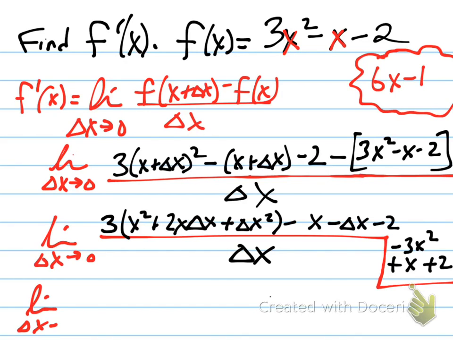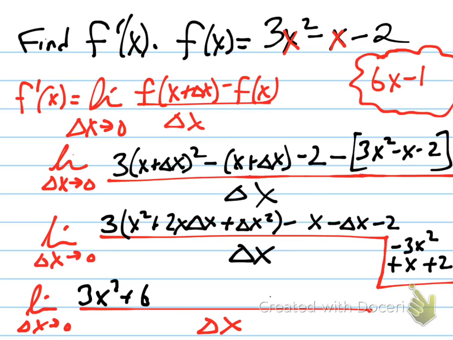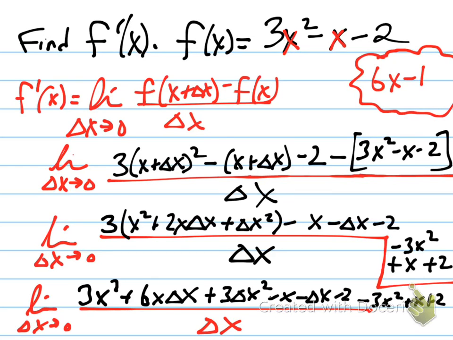The limit as delta x approaches 0 of, distributing the 3, 3x squared plus 6x delta x plus 3 delta x squared minus x minus delta x minus 2 minus 3x squared plus x plus 2. So that is quite a beast.